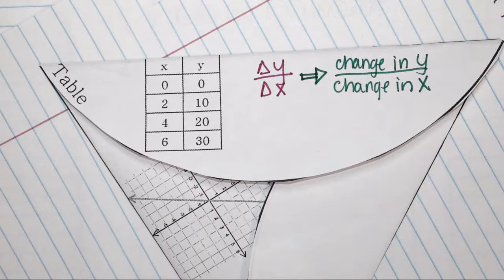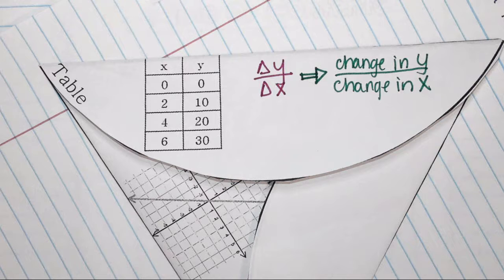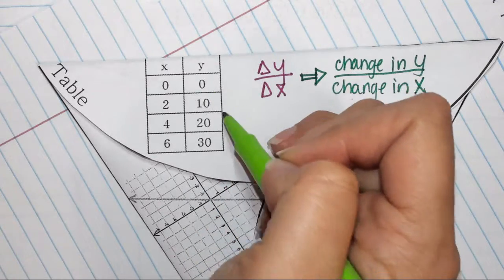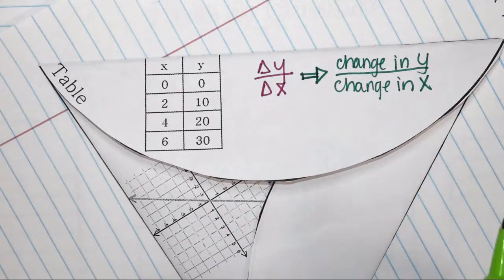Now, what mathematical operation is change? If you get change back from the store, what did they do? They subtracted from what you gave them, right? They gave you money back. That's subtracting. So, slope is subtracting, then dividing. Does everyone understand? Now, on a table, you find the increase or decrease between two numbers, and you do it all the way down your table.